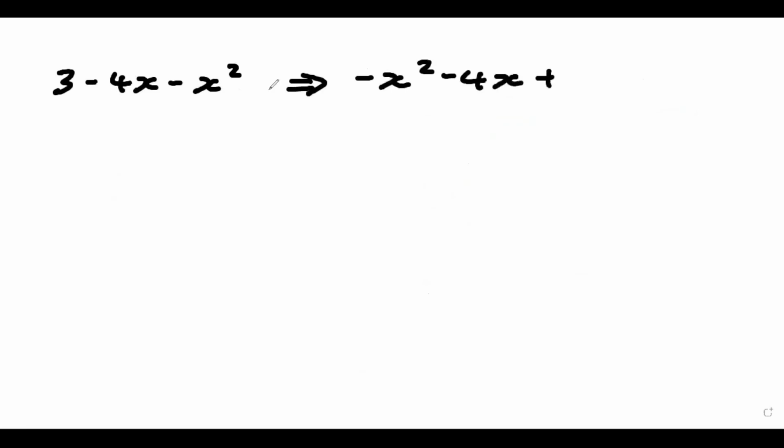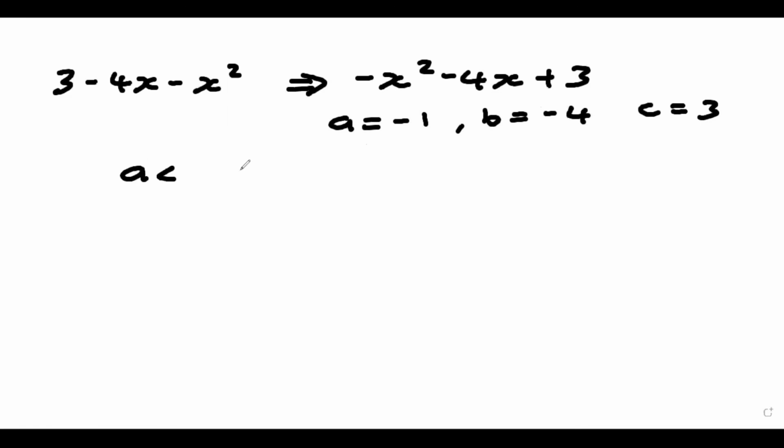So let's try another example quickly. Let's say we have 3 minus 4x minus x squared. Even though the constant is first and the squared term is last, it is still a quadratic. You could rearrange it by saying minus x squared minus 4x plus 3. So now a is equal to -1, b is minus 4, and c is 3. So because a is negative, that means a is less than 0, therefore it is a maximum curve.